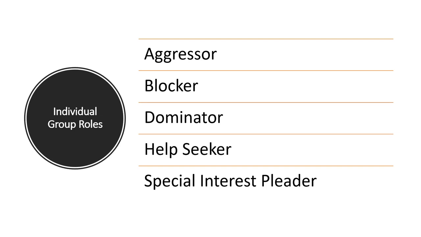It's just difficult to work with. The blocker is more so going to block the conversation. They're not going to follow in. They're not going to want to talk about it. The dominator, it's all going to be about them. Everything in this conversation is going to be about them, and it's constantly going to come into them.